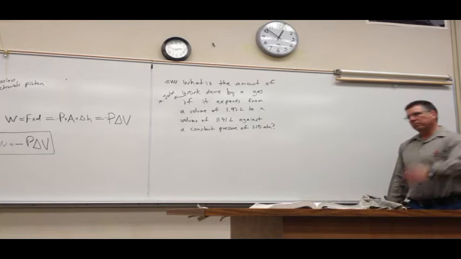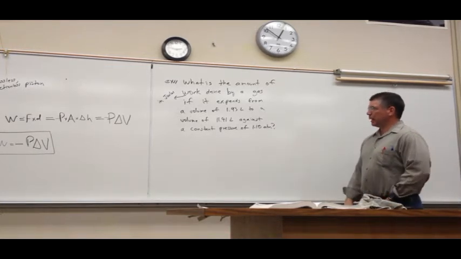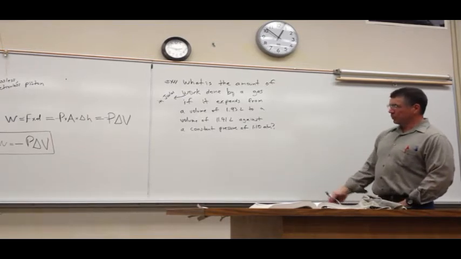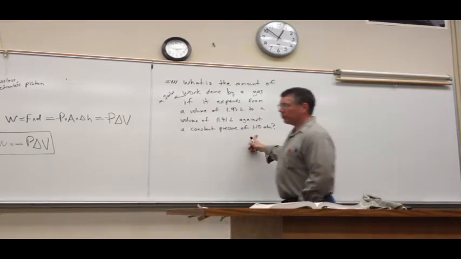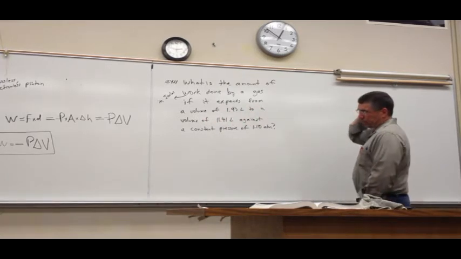So for example, we want to calculate the amount of work done by a gas that expands from a volume of 1.93 liters to a volume of 11.41 liters against a constant pressure of 1.10 atmospheres. We just use that equation over there.